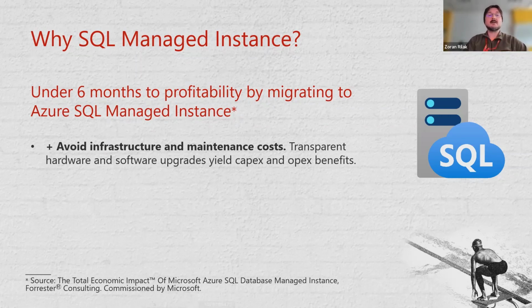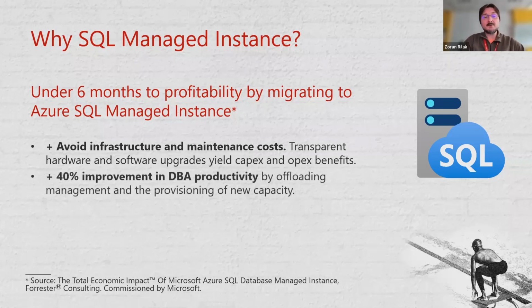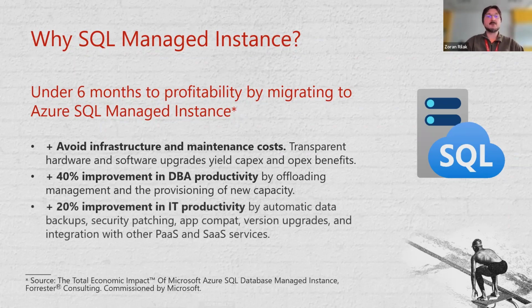One is obviously avoiding the infrastructure and maintenance costs. Instead of doing everything on-prem, transparent hardware and software upgrades would yield CapEx and OpEx benefits. The other reason is a 40% improvement in database administrators' productivity, achieved by offloading the management and the provisioning of new capacity, effectively allowing the DBAs to spend their time doing more impactful business things. The third reason is a 20% improvement in IT staff productivity by automating data backups, app compatibility, security patches, version upgrades, and integration with other PaaS and SaaS services.